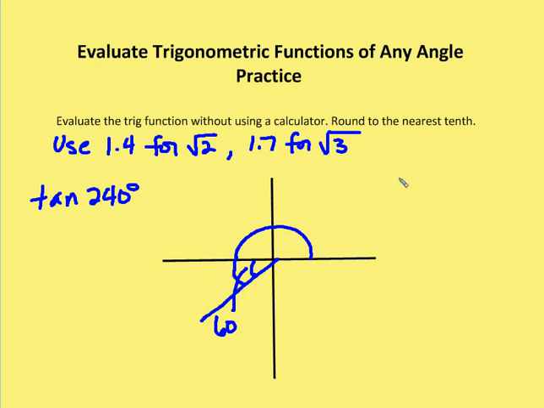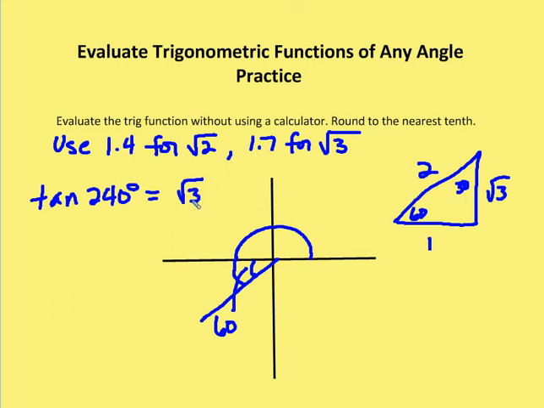Now I want to find the tangent of 60 degrees. So I lay out my right triangle. Here is 60 degrees. Here is 30. I know that this side is root 3 if the side opposite the 30 degree angle is 1 and the hypotenuse is 2. So my tangent is going to be the opposite side, root 3, over the adjacent side, which is 1. So it's going to be root 3 over 1, or just root 3.